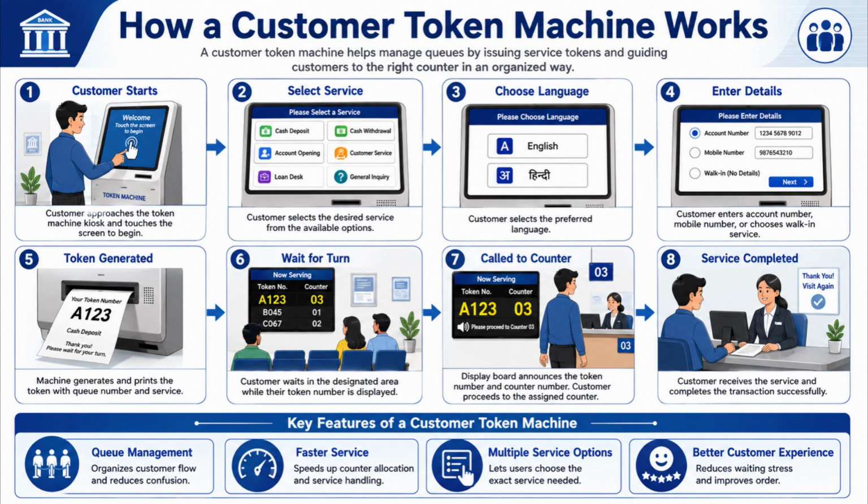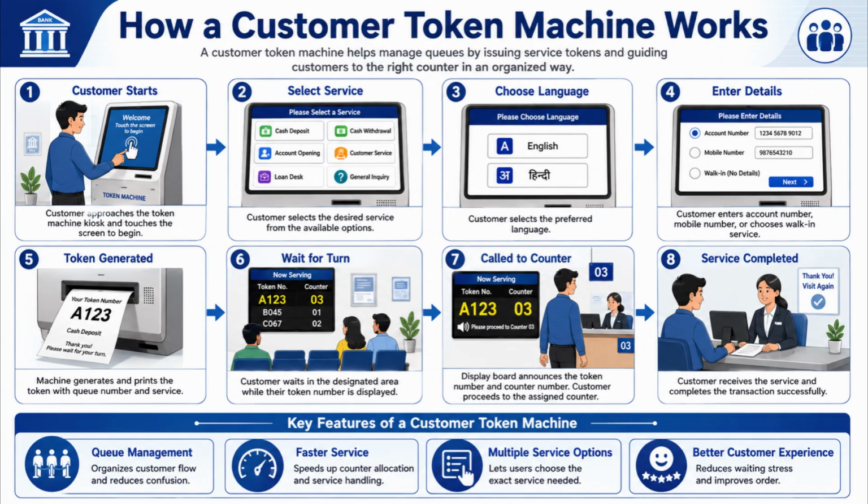In this video we will discuss how a customer token machine works step by step. A customer token machine is a self-service kiosk used in banks and service centers to manage customer flow in an organized way. Instead of people waiting in confusion, the machine issues a token number and guides each customer to the correct service counter. As a result, service becomes more orderly, faster, and easier to manage.